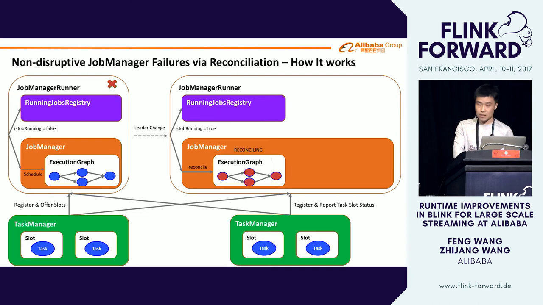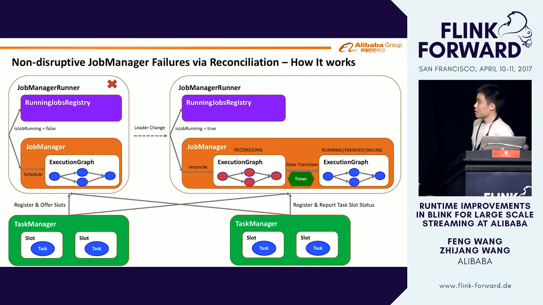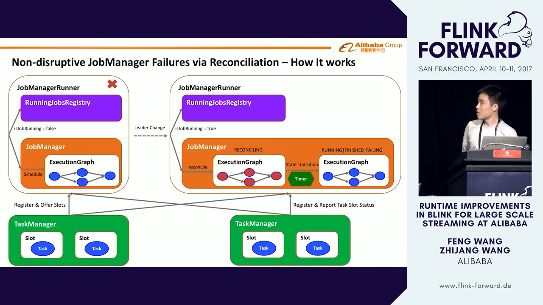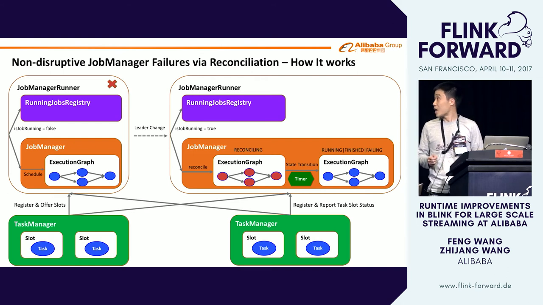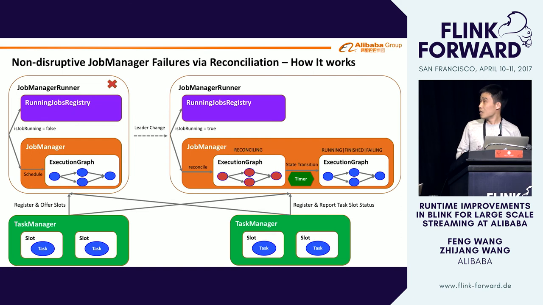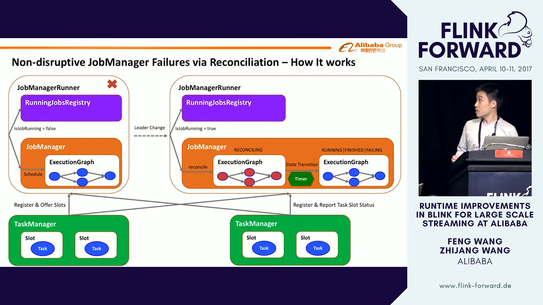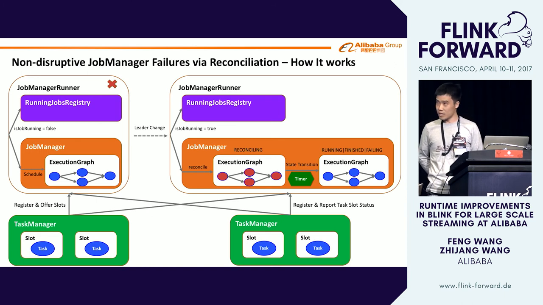If all the tasks are reported before timeout, then the global state will transition from reconciling to running. Tasks whose state cannot be reconstructed in a certain time are considered failed. Then it will trigger a regular task recovery, and the global state will transition from reconciling to failing.